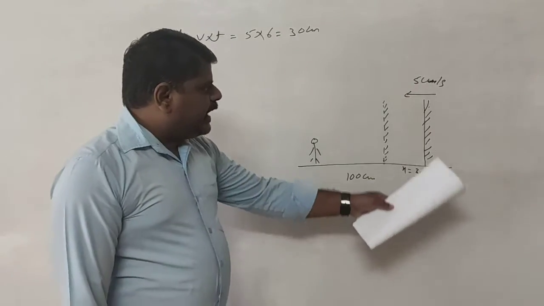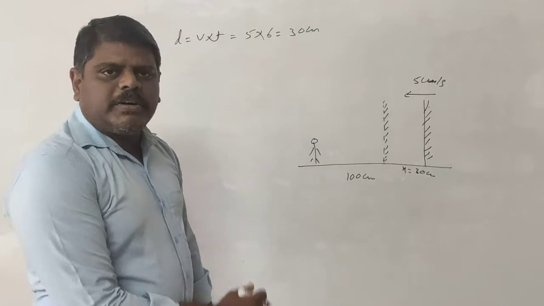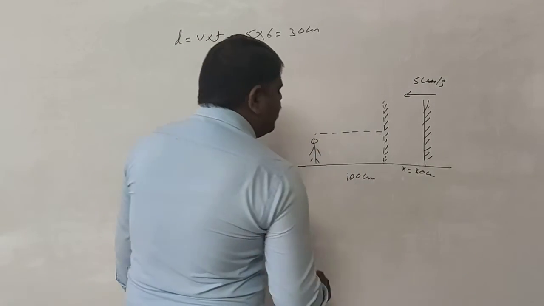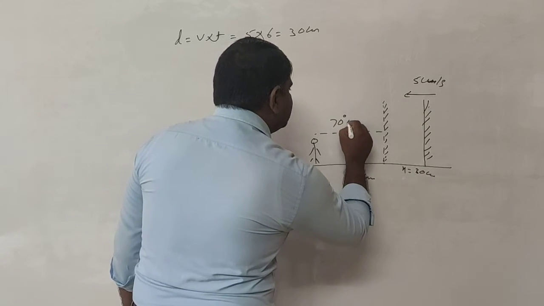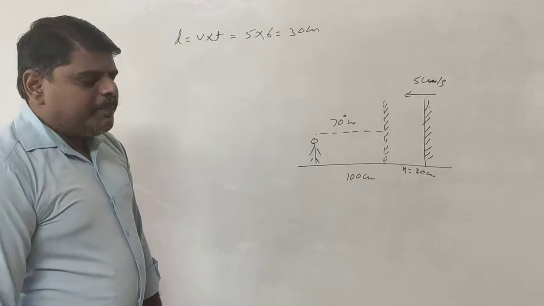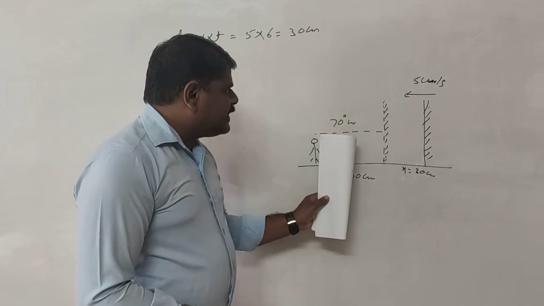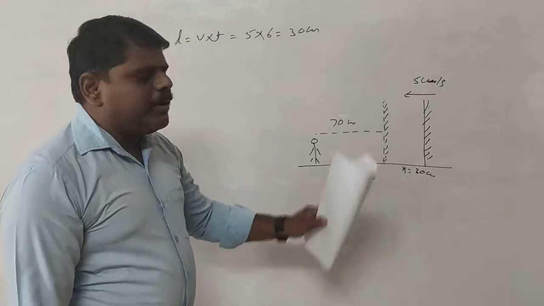That means in 6 seconds, the mirror is going to travel 30 centimeters towards the object or towards the observer. Then what distance will remain? This is 100 and this is 30. 100 minus 30, how much are you going to get? 70 centimeters. That means after 6 seconds, the object is exactly at a distance of 70 centimeters from the mirror.